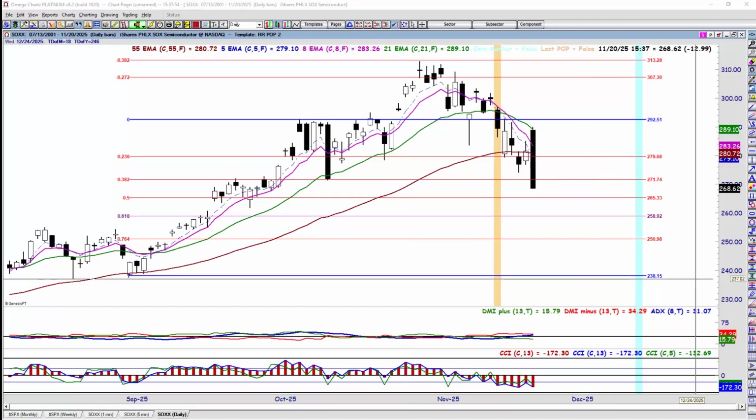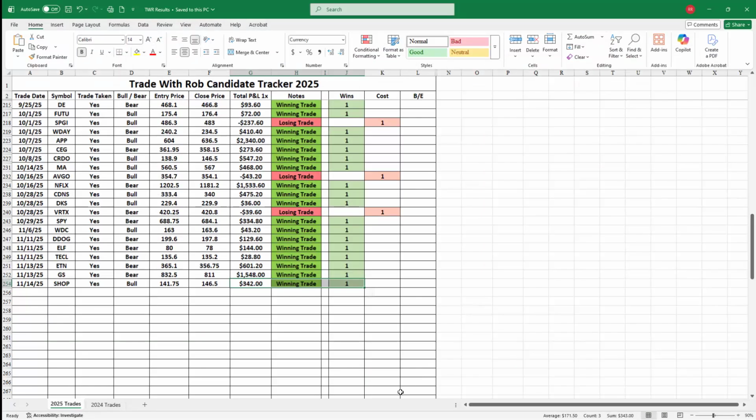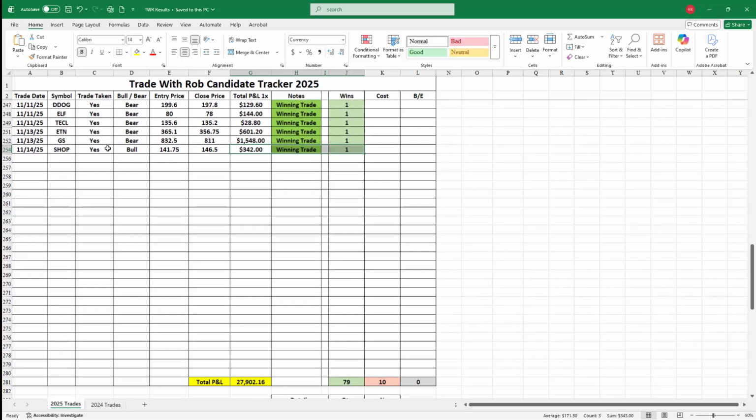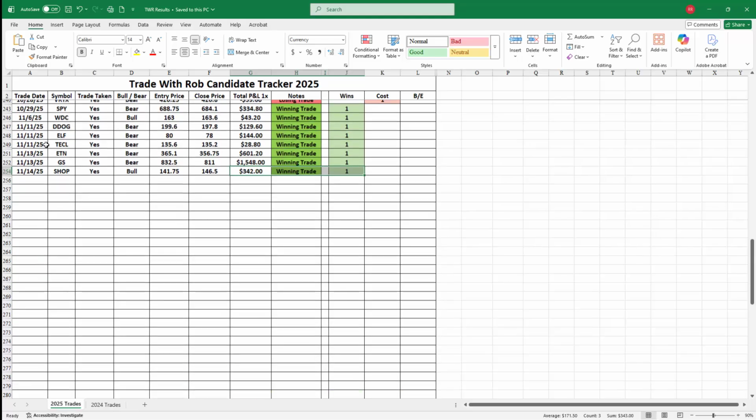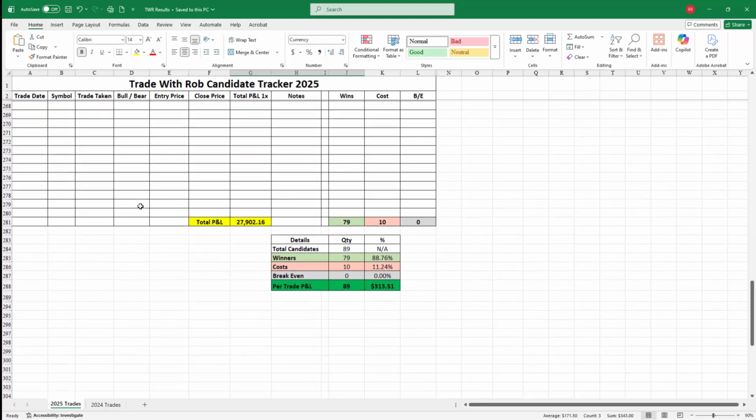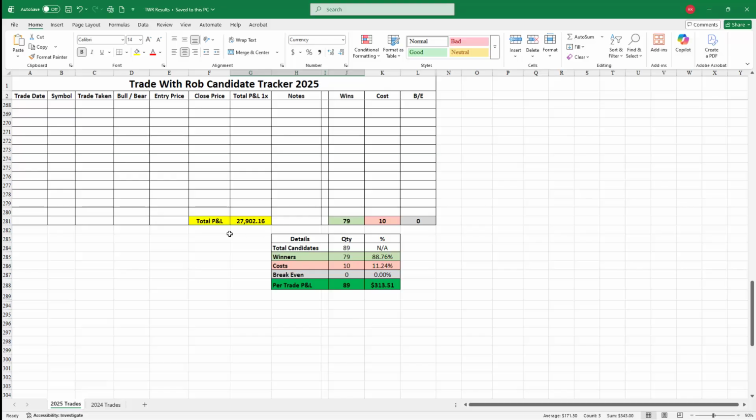All right. And if we look at our update, because we haven't done a video in a little bit, the last couple of trades we've done have done extremely well. We have not had one go against us since the end of October. We've got a total of $27,902.16 on the year, 79 winners, 10 have gone against us. 89 trades in total, taking $313.51 per trade. Each trade done with just one contract.